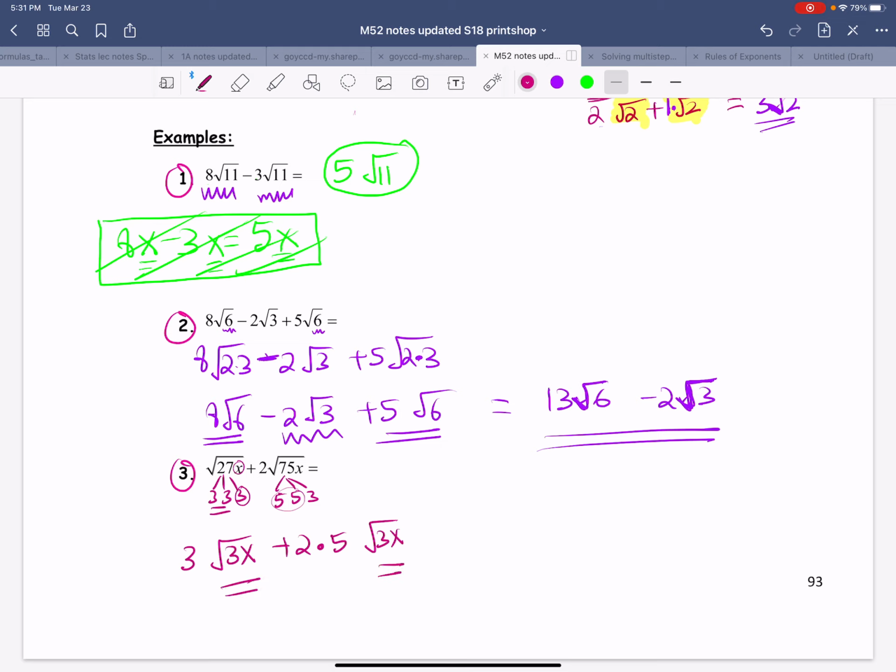Now, 5 and 2 are actually going to multiply with each other. Now these are like radicals because you have exactly the same number in the root. So this is treated like a variable. If you have 3y plus 10y, that would be equal to 13y. In the same way, this is going to equal 13 root 3x.